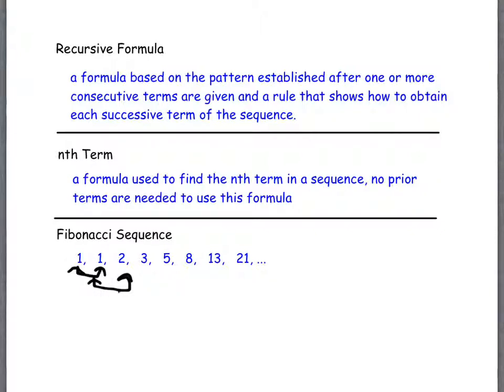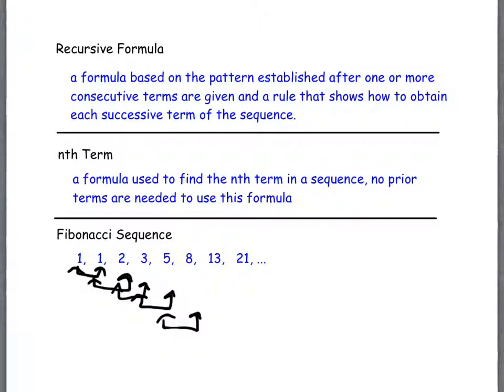And if you add 2 and 3, you get 5. If you add 3 and 5, you get 8. 5 and 8, you get 13. So if you're looking at this Fibonacci sequence, there is not an nth term formula. It is only defined in a recursive way.